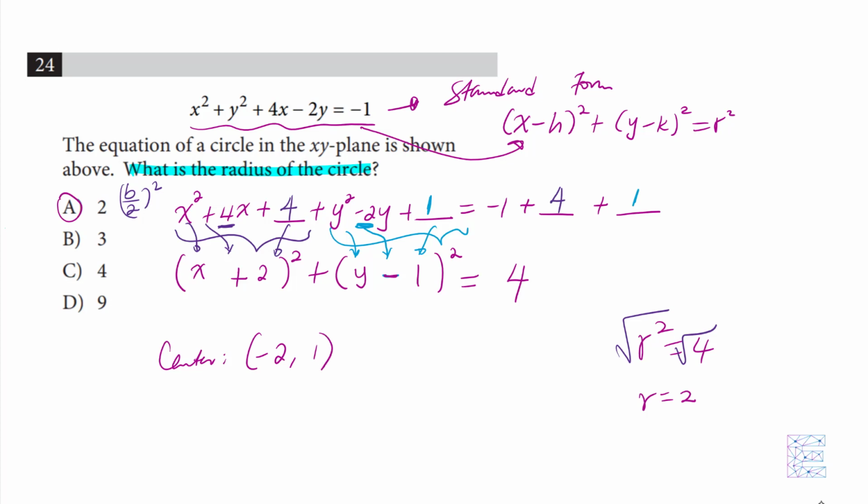Remember, when you're writing out the center, you always switch the signs of h and k, and that would be it if that were a question. However, it is not. Just be mindful that we already answered this question and the radius is 2.